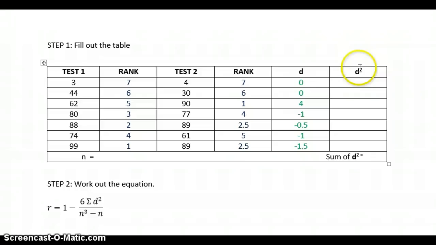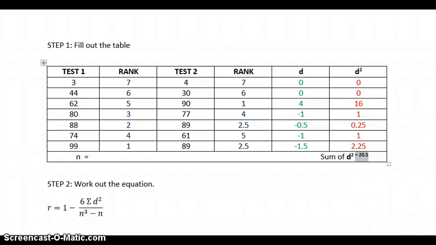Okay, so the D squared is the difference, which is this column squared. So all the zeros are really easy because nothing squared is nothing. So 0, 0, 4 squared is 16, minus 1 squared is 1, minus 0.5 squared is 0.25, minus 1 squared is 1, and minus 1.5 squared is 2.25. So now we add up everything in this column to get the sum of D squared, which in this case is 20.5. Just ignore how that's all tiny like that.